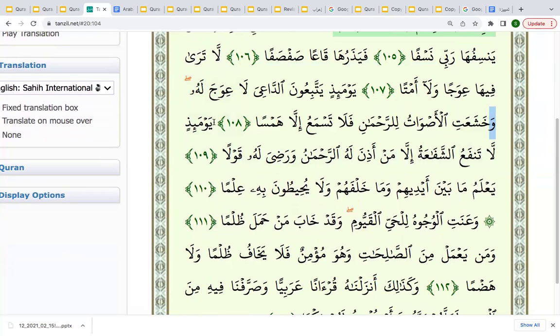In the last 15 minutes, we are going to see how we can classify our af'al in different ways, inshallah. Bismillah Rahman Rahim. Let's start with verse number 109. "Yawmaizin la tanfa'u shafa'a."